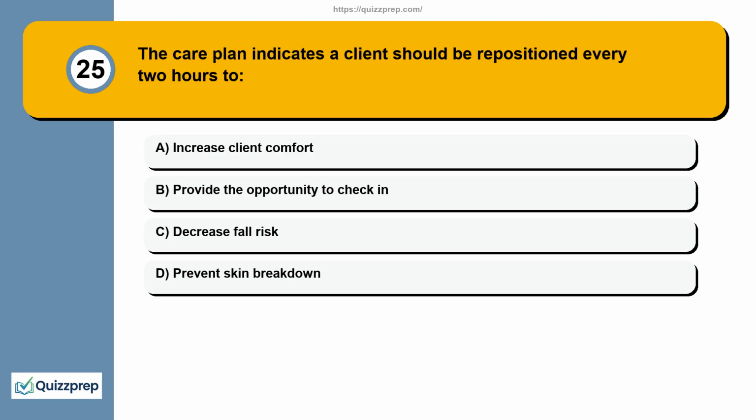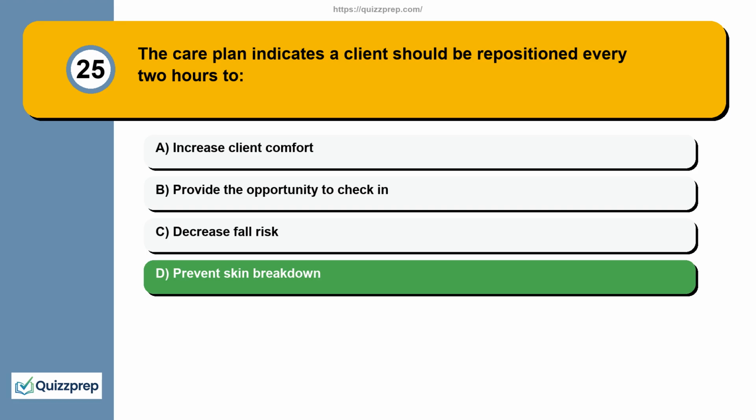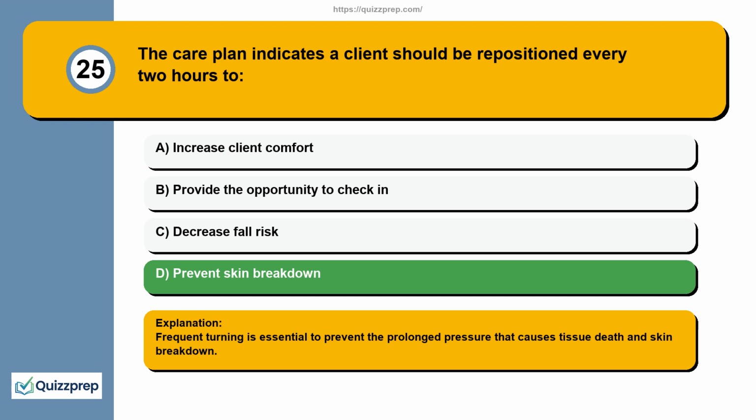Question 25. The care plan indicates a client should be repositioned every 2 hours to increase client comfort, provide the opportunity to check in, decrease fall risk, prevent skin breakdown. Frequent turning is essential to prevent the prolonged pressure that causes tissue death and skin breakdown.